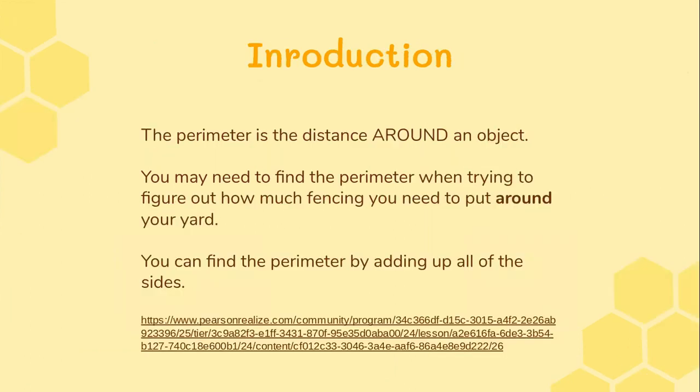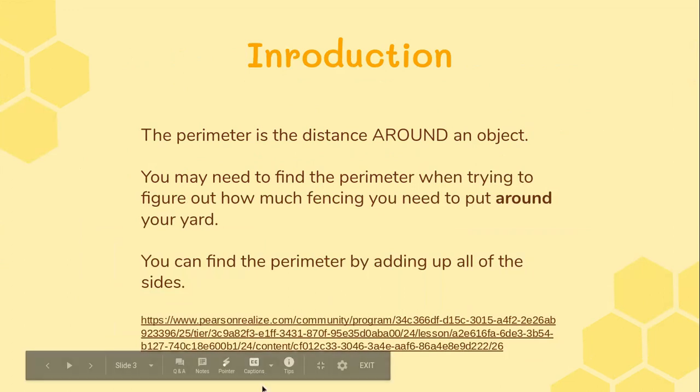So perimeter is the distance around an object. You may need to find the perimeter when you're trying to figure out how much fencing you need to put around your yard. Maybe you want to decorate your walls. The walls are going around your bedroom, so you'd want to find out the distance around your bedroom to figure out how much decorations you would want to buy for your walls. So remember, when you see that word around, you know you're talking about perimeter. When you hear the word inside, that's going to be area. You can find the perimeter by adding up all the sides.